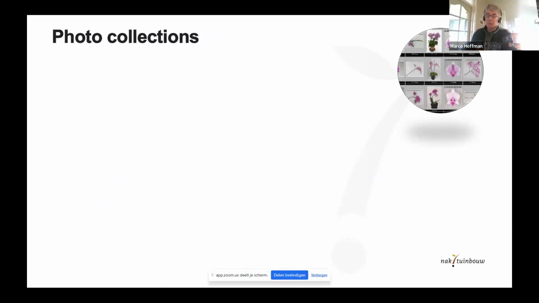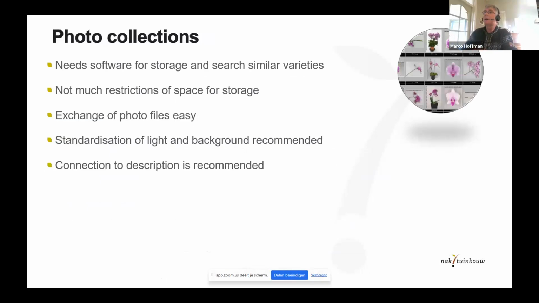Okay, then we go to the next one, the photo collection. For a photo collection, like variety descriptions, you need specific software to store and also search efficiently for similar varieties. Of course, it takes ICT capacity, but in the end, there are not too many restrictions for space and storage.